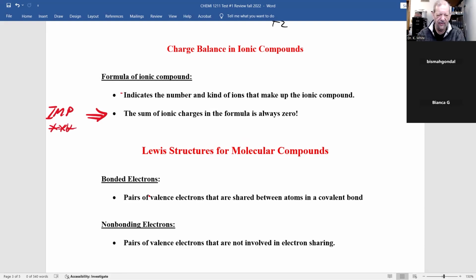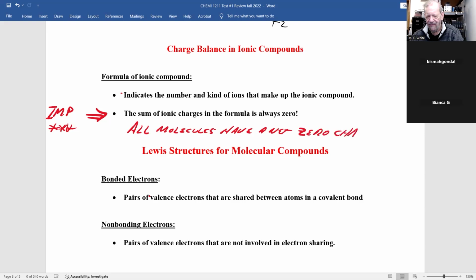All molecules, the sum of all charges in a formula are always zero. All molecules have a net zero charge. It's another way of saying that. And you should remember this. And what does that mean?